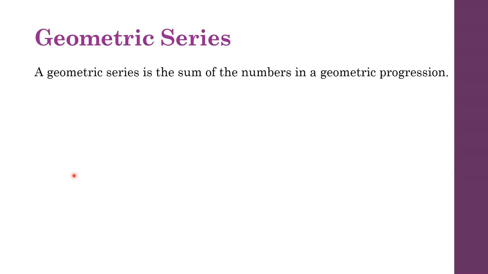Next, we're going to look at what we call a geometric series. So a series in general is what I get when I add the terms of a sequence or a progression together. So a geometric series is the sum of the numbers in a geometric progression, right? So if I go back and look at the 4 terms that I had in my sequence earlier, 2, 8, 32, 128, and add them together, I get 170. So that's a partial sum of the first 4 terms of that sequence, right?